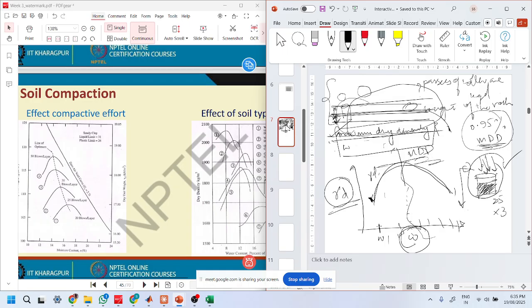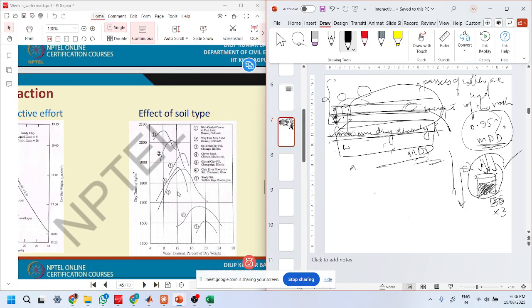But what if instead of 25 blows, I give 3 blows? I will definitely have a lower gamma dry. Usually for standard practice we do the standard Proctor, but for a very specialized project like an airport or defense, we do heavy, modified compaction. In that, the number of layers is five, the weight of the hammer is more and the height of the fall is more. So we have higher compactive effort as well, and we will reach higher dry density in the field.